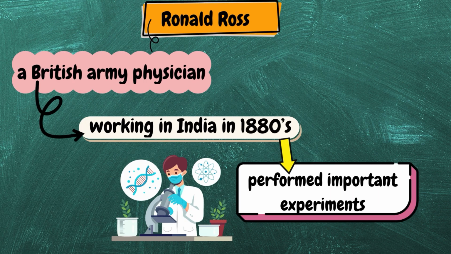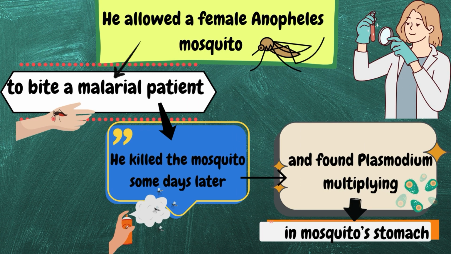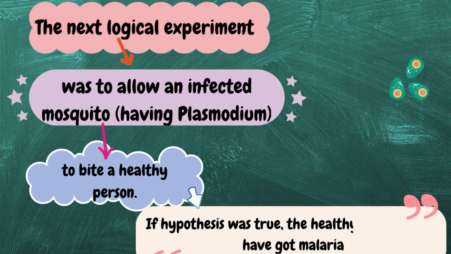Ronald Ross, a British Army physician, working in India in 1880s, performed important experiments. He allowed a female Anopheles mosquito to bite a malarial patient. He killed the mosquito some days later and found Plasmodium multiplying in mosquito's stomach. The next logical experiment was to allow an infected mosquito having Plasmodium to bite a healthy person. If hypothesis was true, the healthy person would have got malaria.